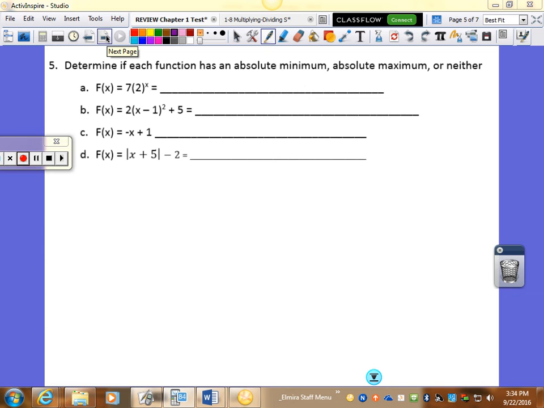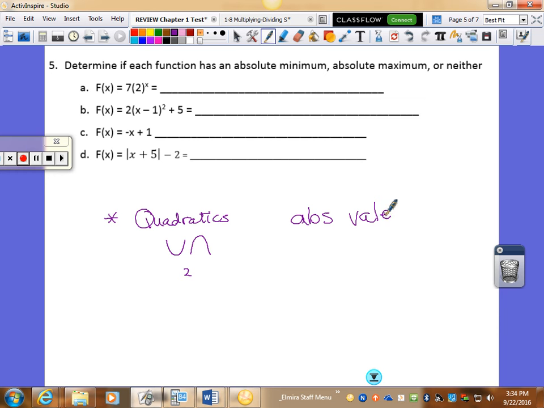Number 5, determine if each function has a minimum, maximum, or neither. Now, if you've really studied your charts, you know that only quadratics, which are the U-shapes with exponents of 2, and absolute value, which is the V-shapes and has the absolute value symbols, only those things have minimums and maximums. So if it's not those two things, it's going to be neither.